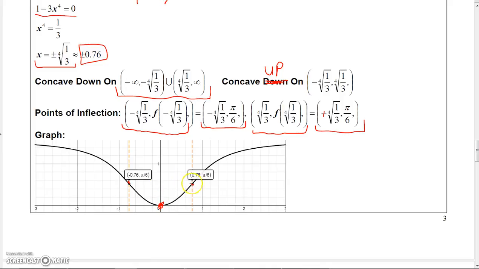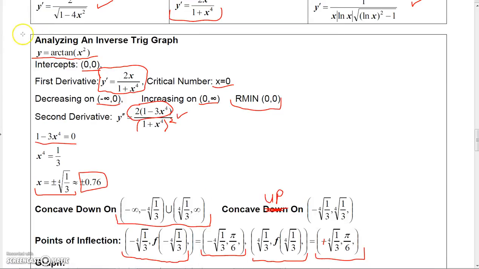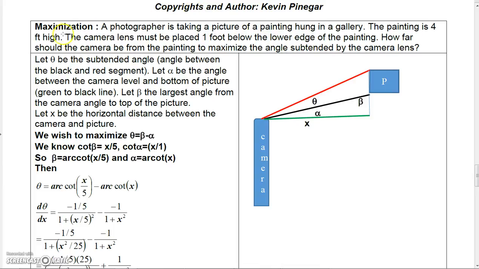So basically, by knowing those 3 points, we're able to generate a portion of the graph by knowing that we're concave down here to this point, and then we're concave up to here, and we hit a minimum, and then we're increasing concave up here, and then we switch back to concave down. And so by knowing that information, we're able to generate a graph of this function y equals arc tangent of x squared. Okay, I'm going to finish this with an application involving arc functions.